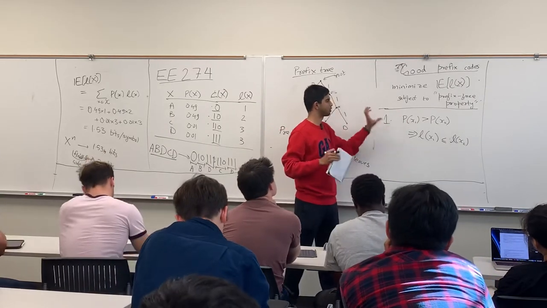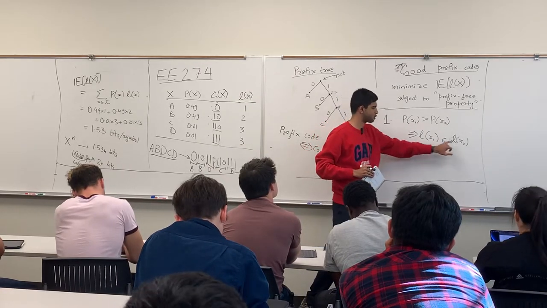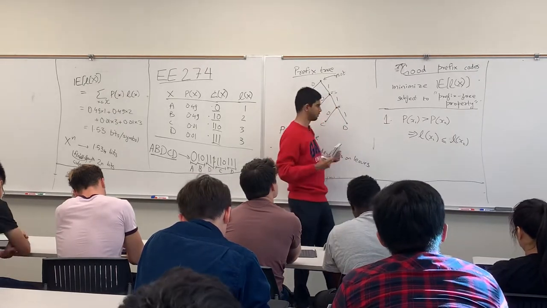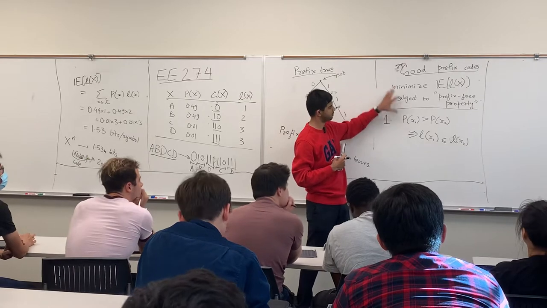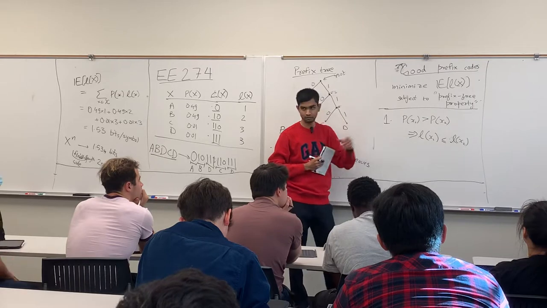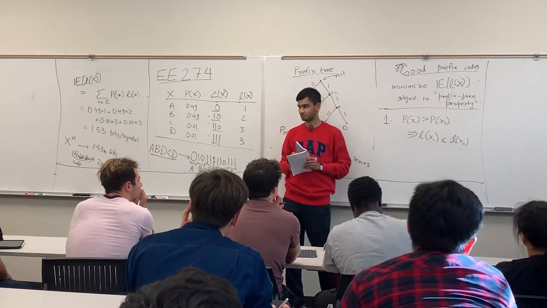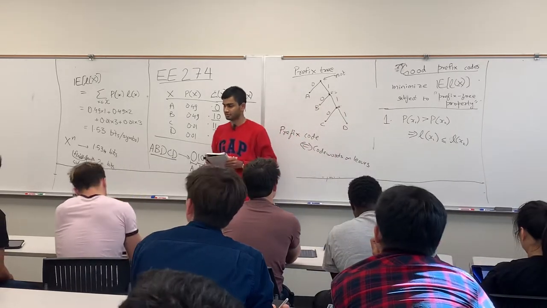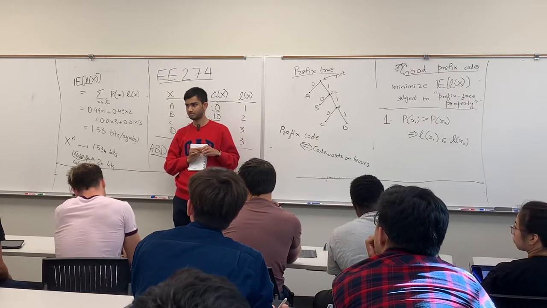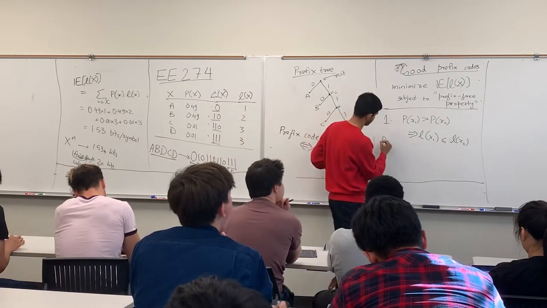So this is the first property of a good code. If x1 has higher probability than x2, then the code length of x1 should be less than or equal to the code length for x2. Can somebody prove why this is the case? If this is my optimization problem, why is this a necessary condition for the optimum? This is the first proof in our class, I guess. Yes, proof.